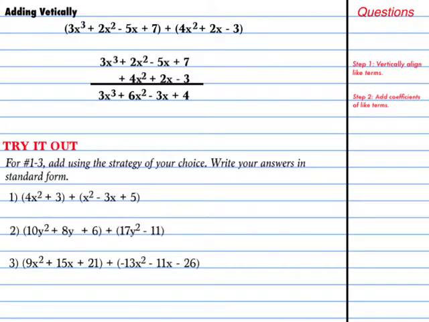So for our try it out, for the polynomials 1 through 3, I would like you to add them using the strategy of your choice. Once again, write your answers in standard form with the greatest degree going first, and it's in descending order. Take a moment, pause, work your try it out before continuing on for the answers.